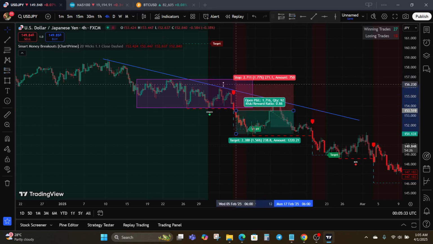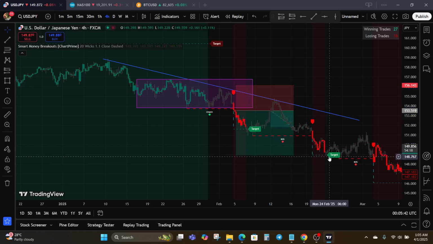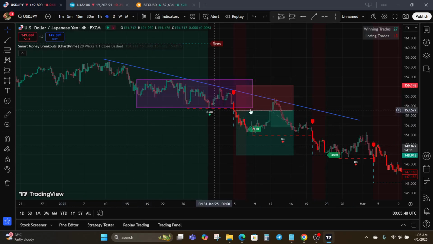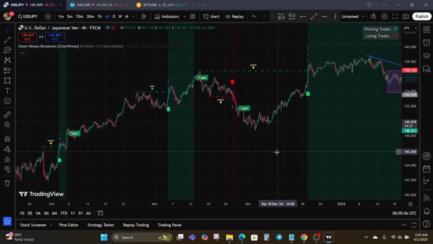Stop loss can be above the swing high, right? Take profit can be at key support zones. You can see the indicator even gave us a possible target, right? And then we can see that this smart money breakout indicator also gives us precise sell signals. You can see sell here, you can see sell here, you can see sell here. All right, that's for the case of a sell trend.